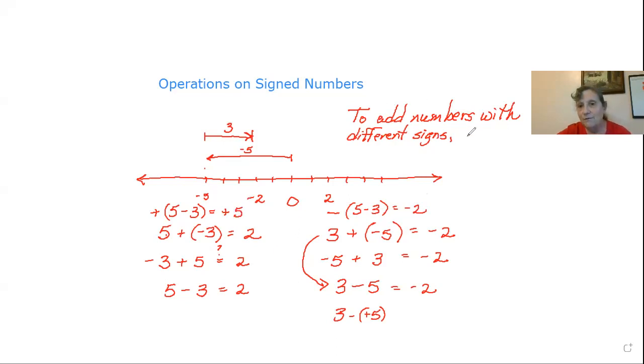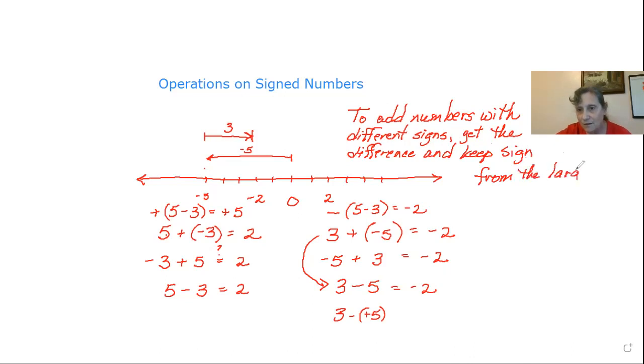So to add numbers with different signs, get the difference of the numbers and keep the sign from the one with the largest absolute value. Can I just call that the larger? Although technically any positive number is bigger than any negative number, but we're talking about the number part.